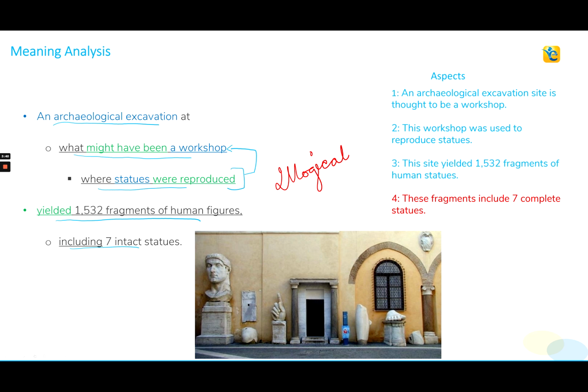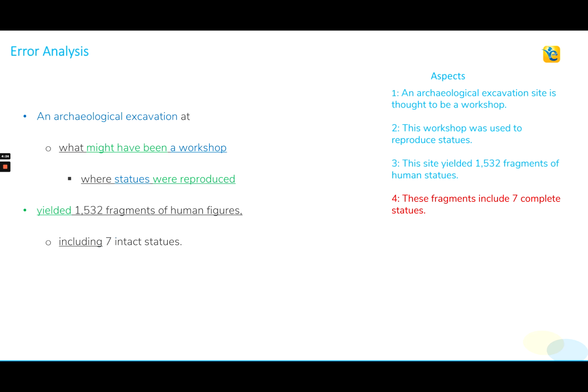What will make this sentence logical? If we do a little deep dive over here, we understand that fragments and intact statues are totally different categories, right? They are absolutely exclusive categories. So instead of including, we must write "and" to connect these two different categories to make this sentence logical. This is what we need to make sense out of this sentence. All right. So with this thorough understanding, now we will move on to our step 2, which is error analysis.